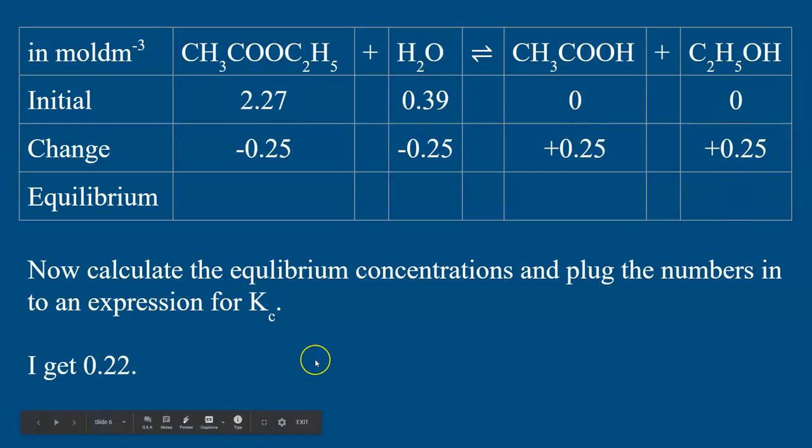So then write your expression for Kc, plug the equilibrium numbers in, and you should get 0.22. No units, because you've got the same number of moles on each side of the equation.